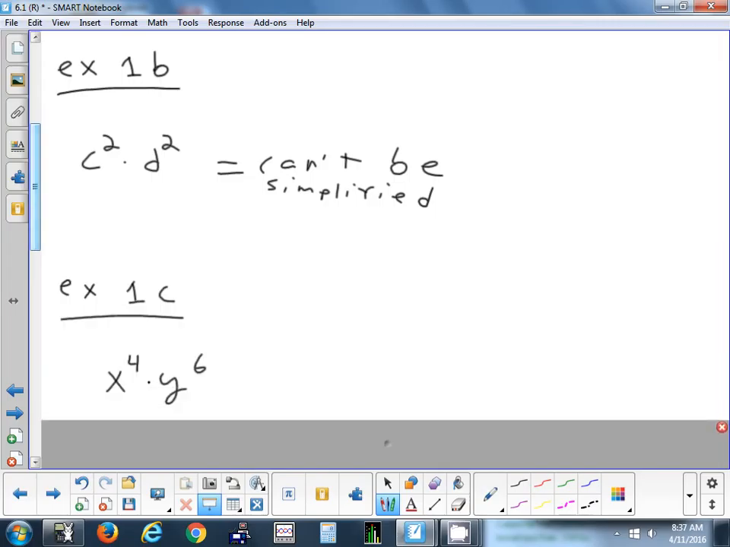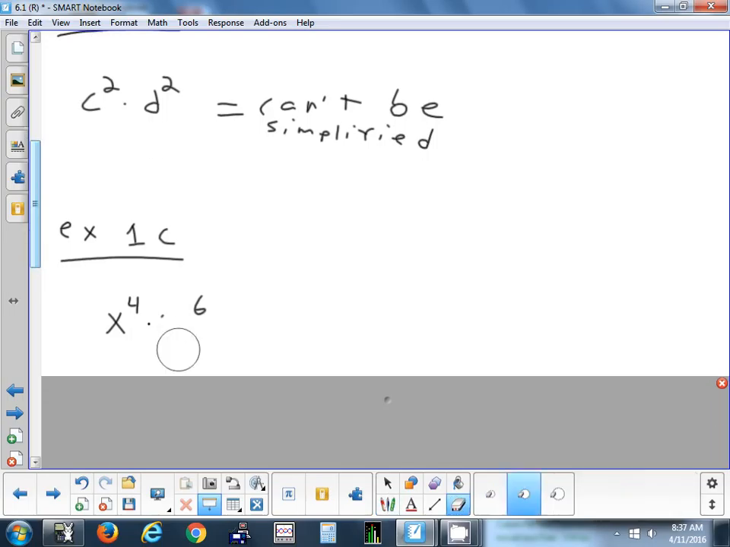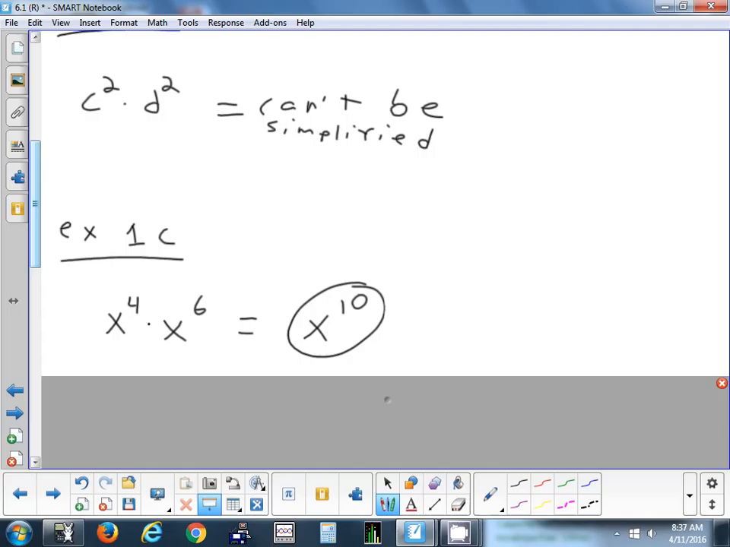How about one like, let's try x to the 4th times x to the 6th. So that'd be, no wait, x to the 10th. Yep, that'd be x to the 10th. Keep the base, add the exponents. Now, why can we do example 1c, but we couldn't do 1b? Yeah, here the bases are the same. Perfect.